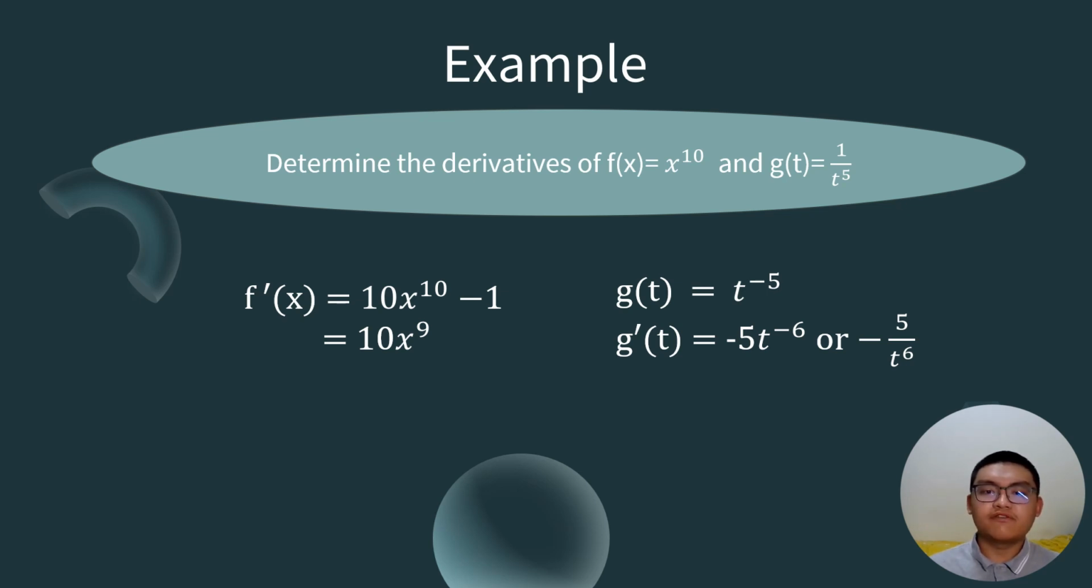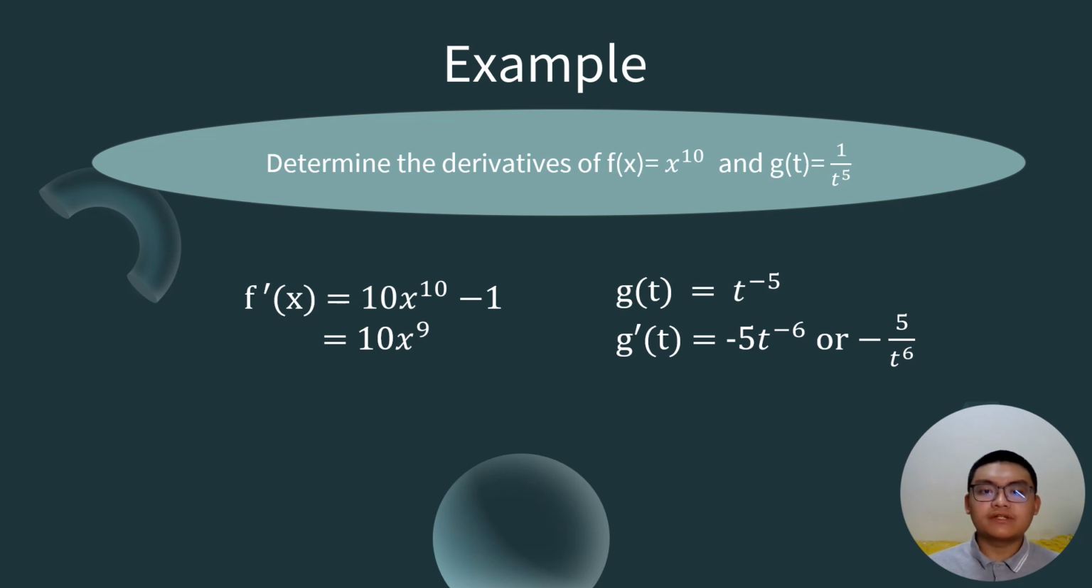So the derivative of f of x is 10 times x to the power of 9. Next, let's find the derivative of g of t. We can rewrite g of t as t to the power of -5, and then use the power rule for derivative, which is g prime of t equals n times t to the power of n minus 1.